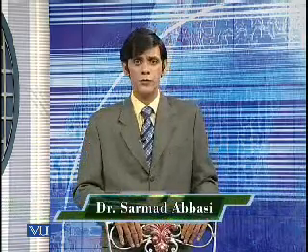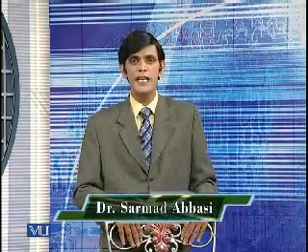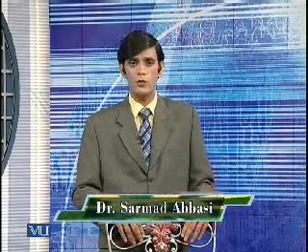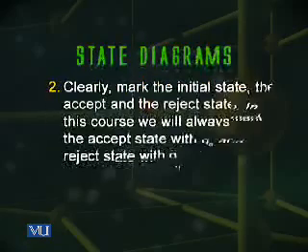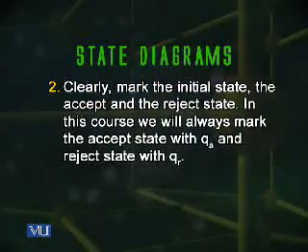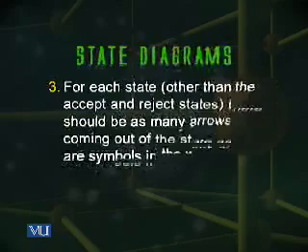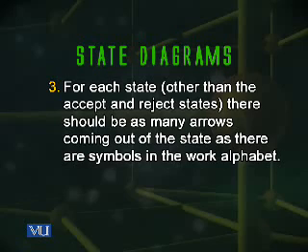Well, there are very simple rules of making a state diagram. For each state in the Turing machine, you have to draw a node. And then you have to look at the transition function and draw arrows or edges going from states which will be labeled as follows. Each state is represented by a node in the state diagram. Clearly mark the initial state, the accept state and the reject state. In this course, we will always mark the accept state with QA and the reject state with the label QR. For each state other than the accept and the reject state, there should be as many arrows coming out of the state as there are symbols in the work alphabet.